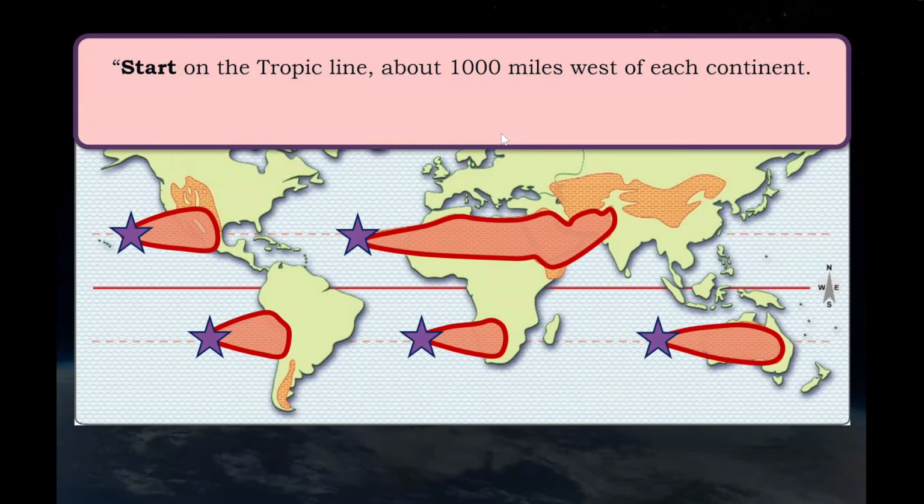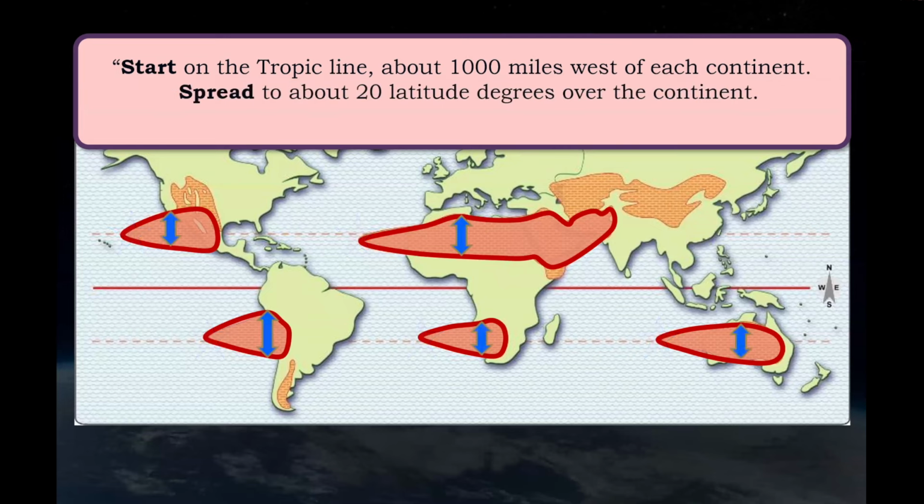The generalization is deserts start on the tropic line about 1,000 miles west of each continent because there's a cold ocean current out over there. It tends to reinforce the downward movement. And then they spread out to be about 20 degrees latitude, or 700 and some miles north-south, when they reach the continent.